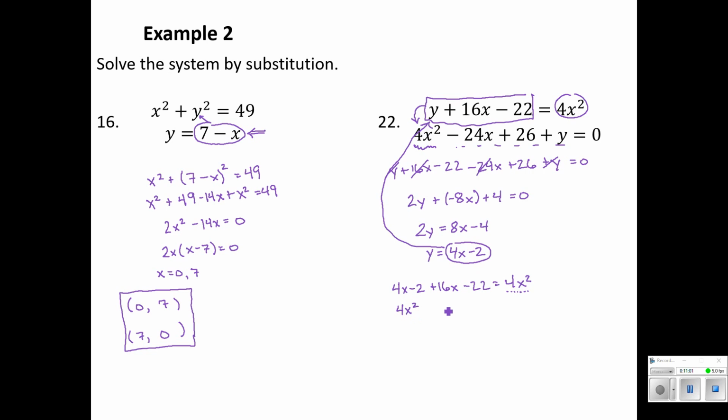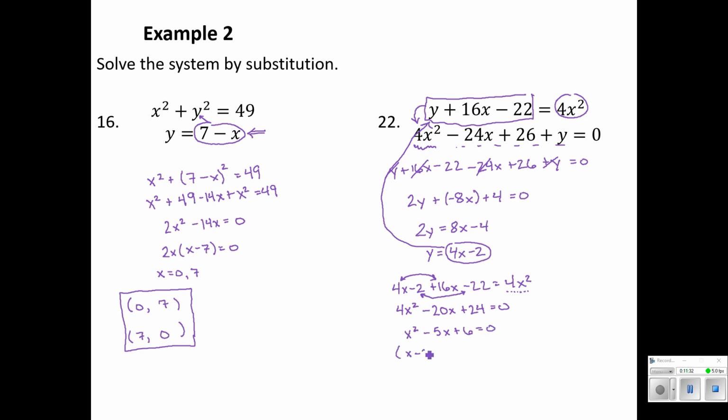So I got that 4x squared. This is going to be positive 20x that I will subtract over, so minus 20x when I move all of that over to the right-hand side. And then I've got negative 24 that I will add over to the other side. So plus 24 equals 0. All right, now I notice that I can divide both sides of this equation by 4. I will definitely do that. And now it is factorable.